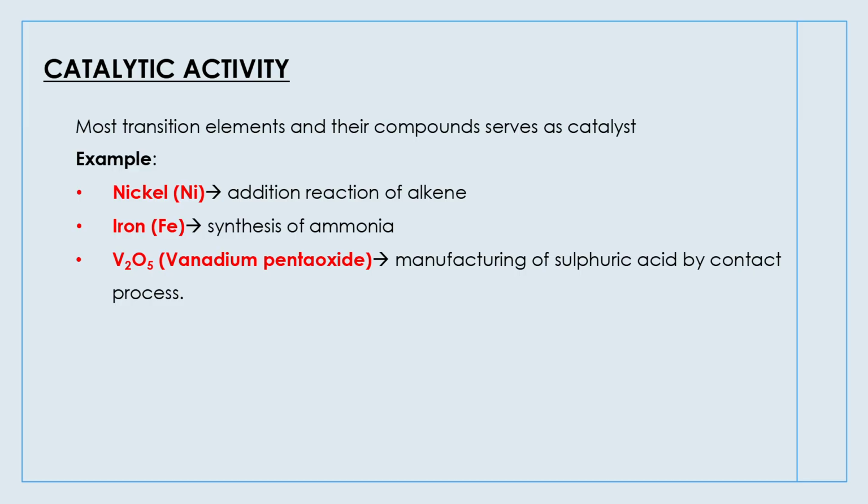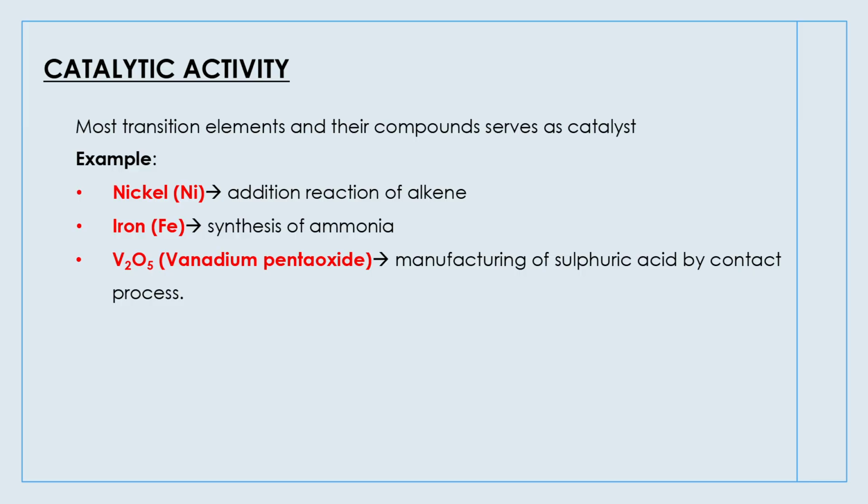In the first two examples, nickel and iron transition elements are used directly, but in the third example, the compound of the transition element is used. It means either you can use it in elemental form, like in the original state, or in its compound form. In both conditions, it serves as the catalyst, either increasing or decreasing the rate of reaction depending upon the requirement of the reaction.